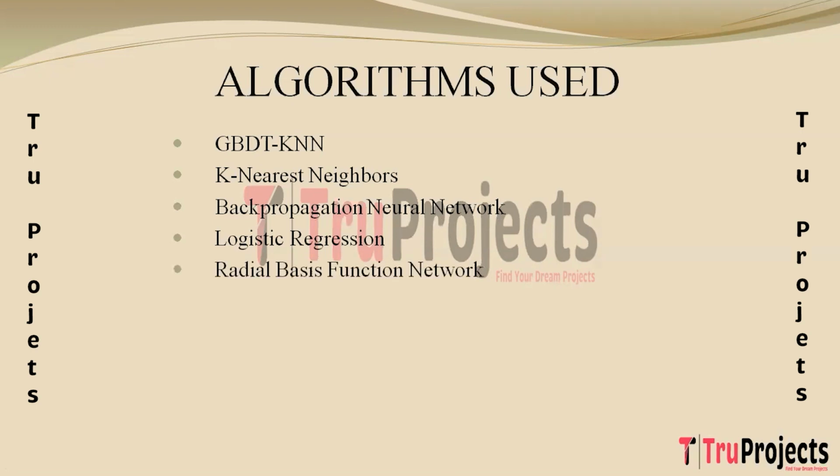The next algorithm used is radial basis function network, that is RBF. It is a neural network with radial basis functions as activation functions. It is effective in capturing non-linear relationships in data, contributing to accurate intrusion detection.